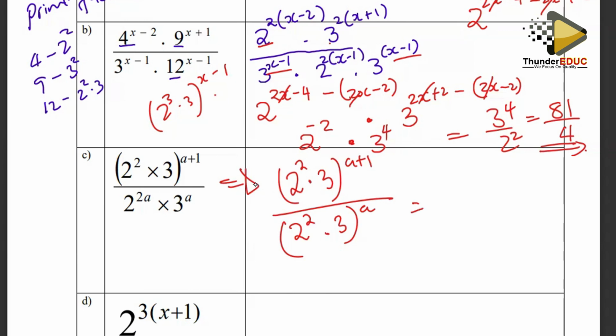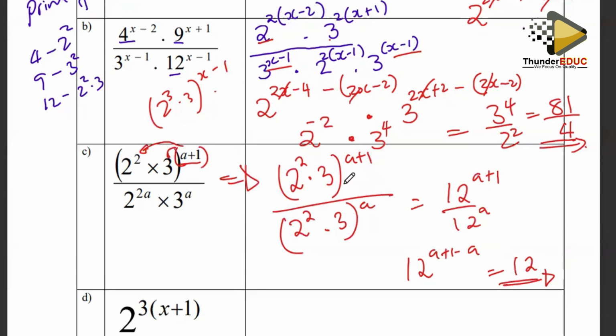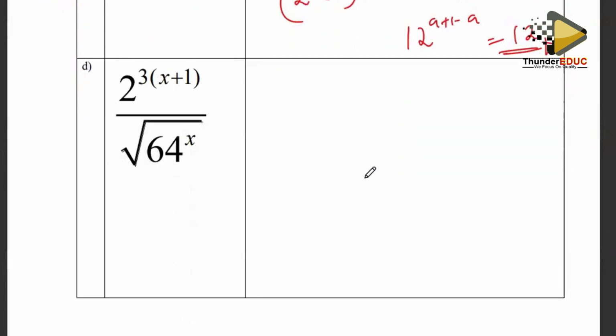We know that 2 squared times 3 is 12. So it's going to be 12 to the a plus 1 over 12 to the a. Let's subtract: a plus 1 minus a. You're just left with 12 to the 1, which is just 12. Alternatively, you can bring in the exponent, introduce that there, and then apply the laws straight away. You should be able to get to the same answer.